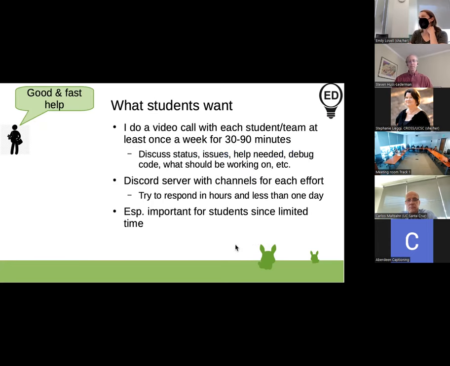And finally, probably the most important thing after setup is once they get into the project, they want good help and they want it to be fast. So to give you an idea of what OED does, at a minimum of once a week, I spend 30 to 90 minutes with each student or team. And I talk with them in that time. And now you'll see why I have to limit to 25 students. Okay, I only have one life, as I joke.